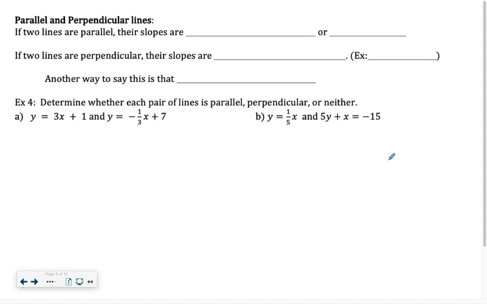The final big idea in this section is parallel and perpendicular lines. Okay, so if two lines are parallel, their slopes are exactly the same. Or we could just say equal. Their slopes are equal to each other. If two lines are perpendicular, their slopes are opposite reciprocals.